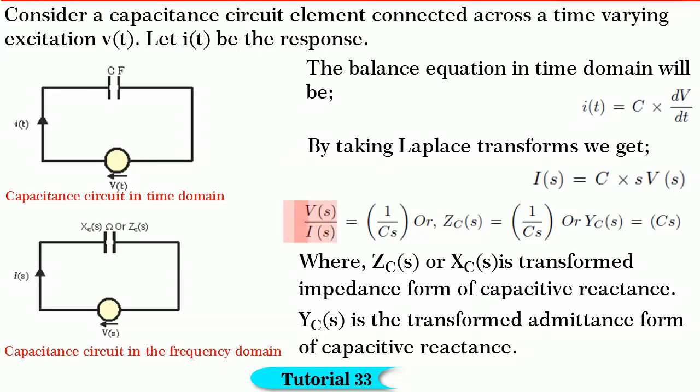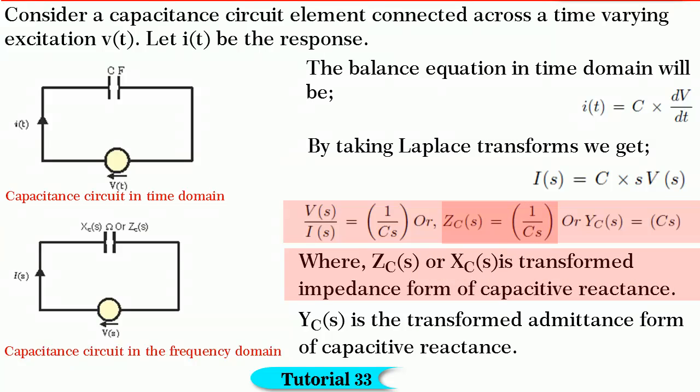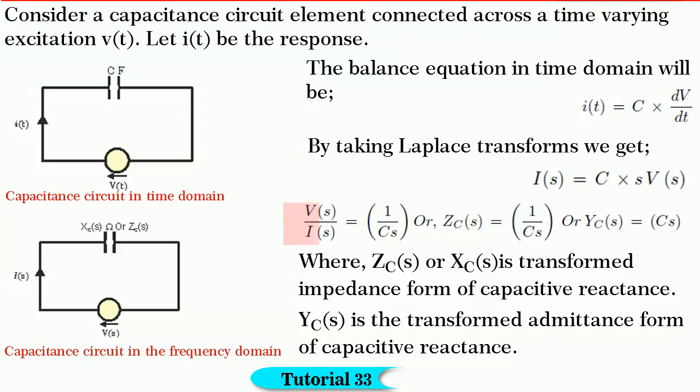So, V of s upon I of s is equal to 1 upon Cs, or Zc of s is equal to 1 upon Cs, where Zc of s is the transformed impedance form of the capacitive reactance. Similarly, Yc of s is equal to Cs, where Yc of s can be called the transformed admittance form of capacitive reactance. Similarly, if you observe this equation and recall the vector form of capacitive reactance, we represented Xc is equal to 1 upon omega C ohms.